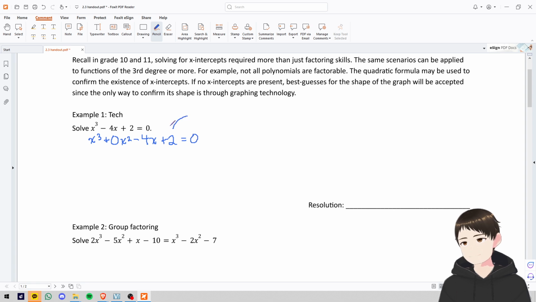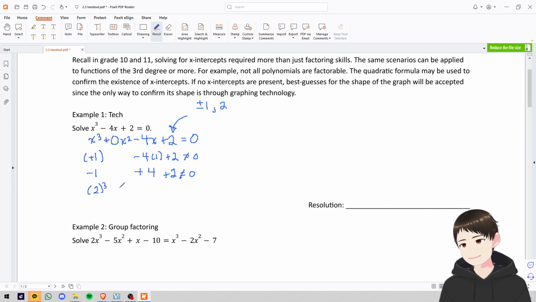Maybe there are possible factors for this polynomial because the possibilities, the factors of the constant, is very small. So let's try it. If I have positive 1 in there, cubed, plus 0, minus 4 times 1, plus 2, does that ever equal 0? No. How about negative 1? Negative 1 cubed, plus 0, plus 4, plus 2. Does that equal 0? No. Let's try 2. 2 cubed, which is 8, plus 0, minus 8, plus 2.